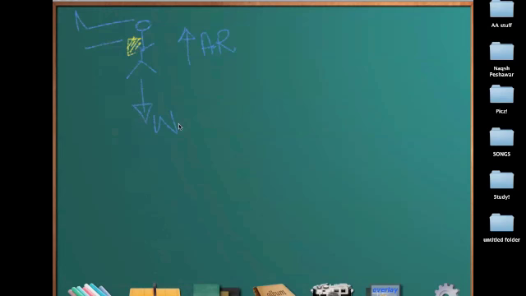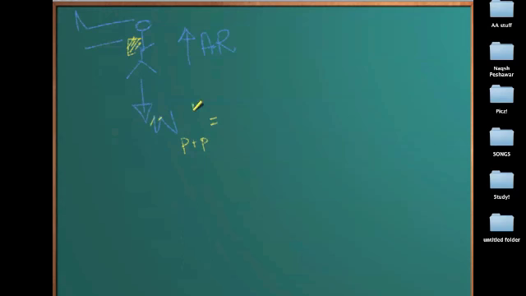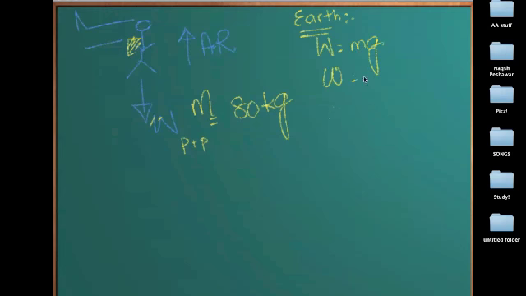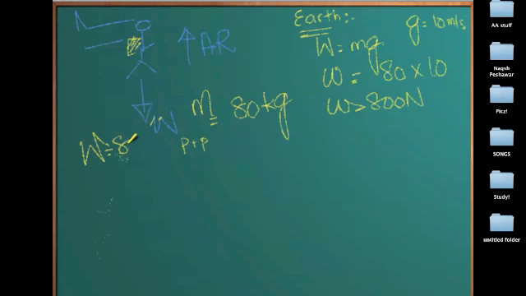The mass of the person plus the parachute, let's say, is 80 kilograms. Since this guy is on Earth, we can find the weight of this person: W equals mg. So the weight would be 80 times 10, where the gravitational acceleration on Earth is 10 meters per second squared. So the weight is 800 newtons.